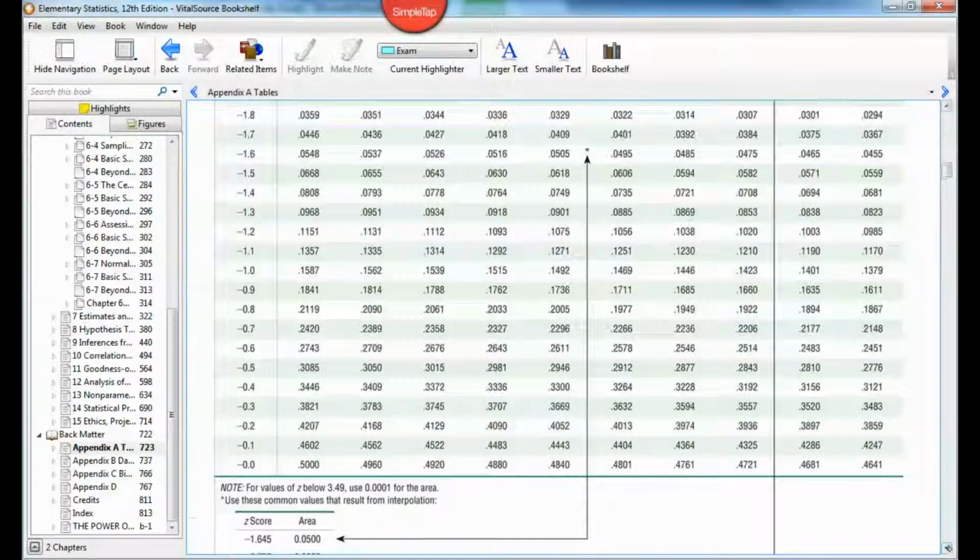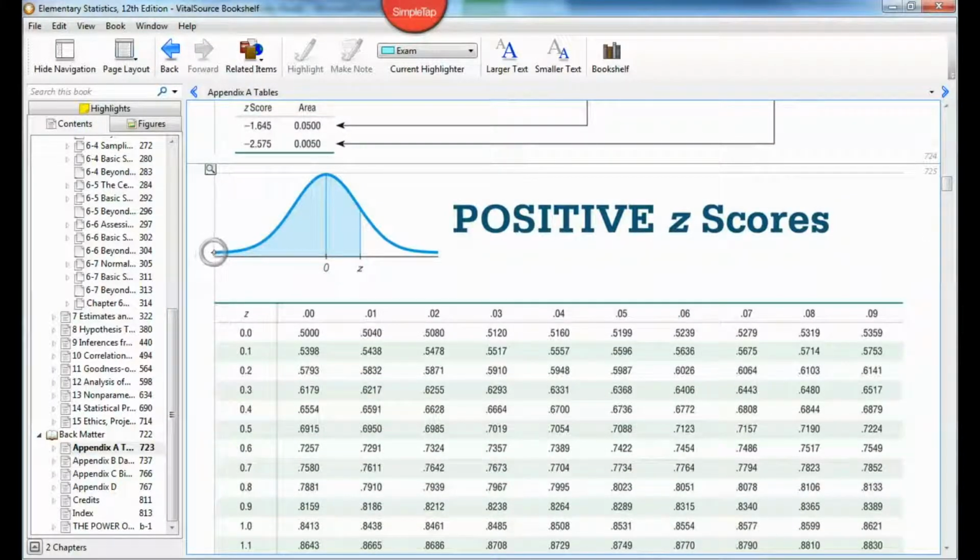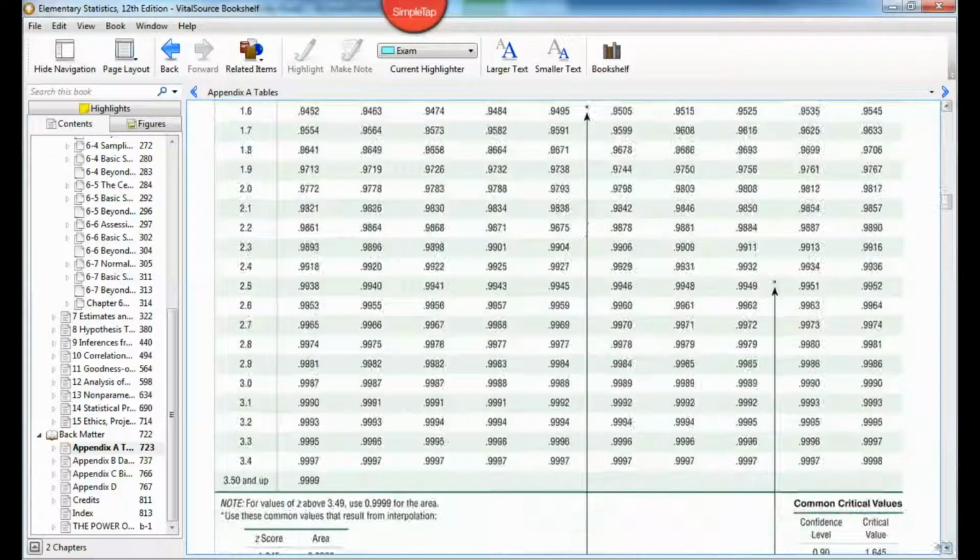After this number, we go to the next sheet, the positive z-scores. All of the positive z-scores are still cumulative from left to right. This is the area under the curve that would correspond to a z-score, and it just depends on what the z-score is. So these are all positive, and you see those numbers get larger and larger until you get to 3.50 and up. That means if it's a z-score that's larger than 3.50, we want to use 0.9999 according to the table.